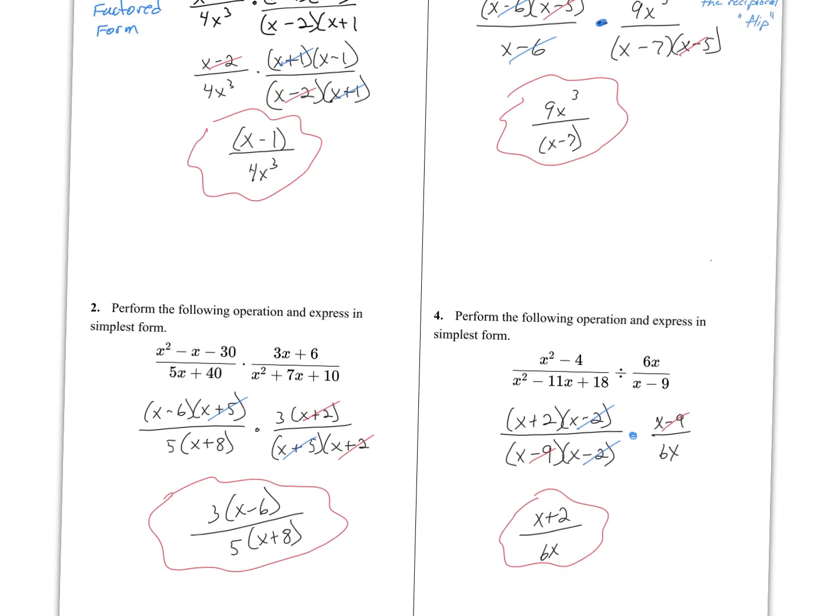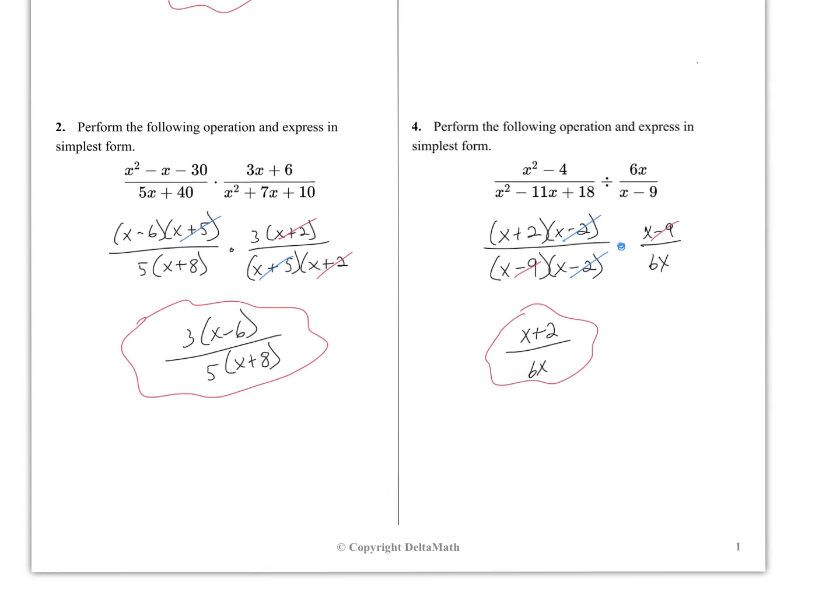Okay, number 2. Same thing, except there's some additional factoring that we have to do. Okay, this first x squared minus x minus 30 factors into x minus 6, x plus 5, because negative 6 plus 5 is negative 1, and negative 6 times 5 is negative 30. In this denominator here, 5x plus 40, well, these two terms, 5x and 40, have a common factor of 5. So we factor that out, and then what remains is what we would multiply 5 by to get back to 5x plus 40, so 5 times x and 5 times 8. These were the factors that remained.